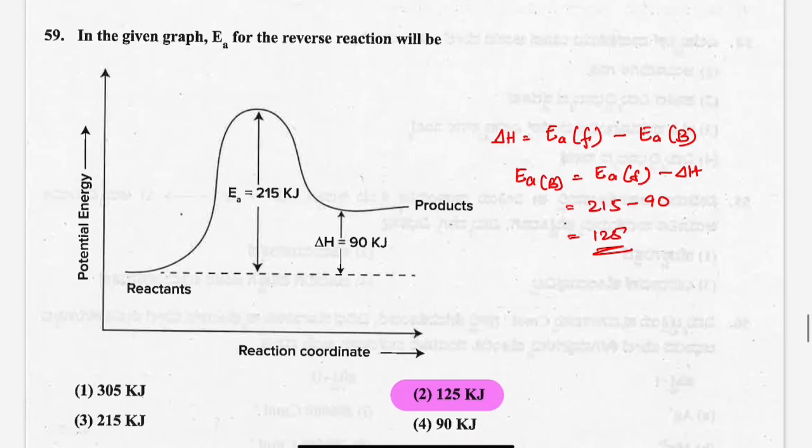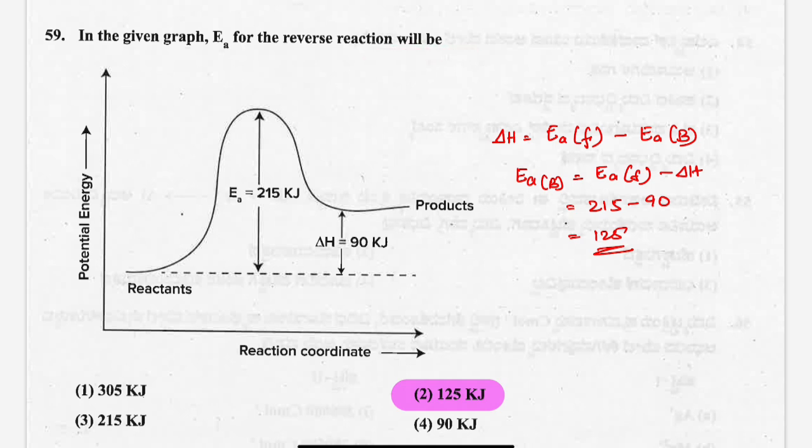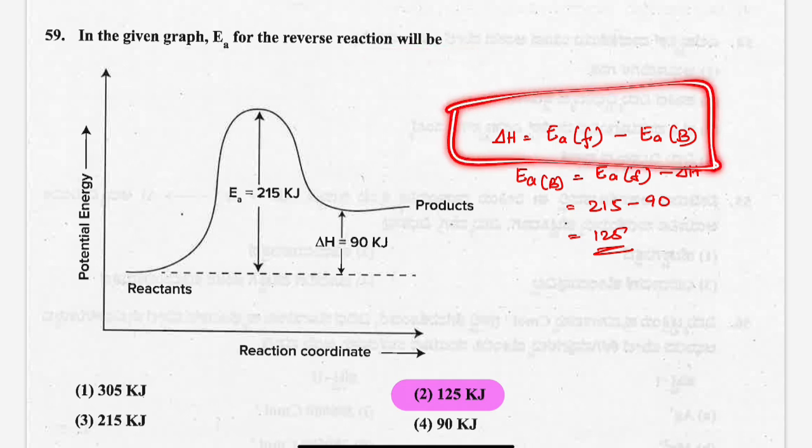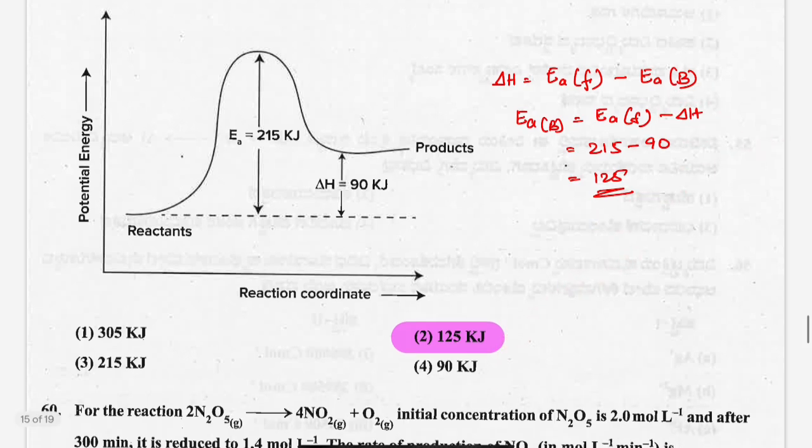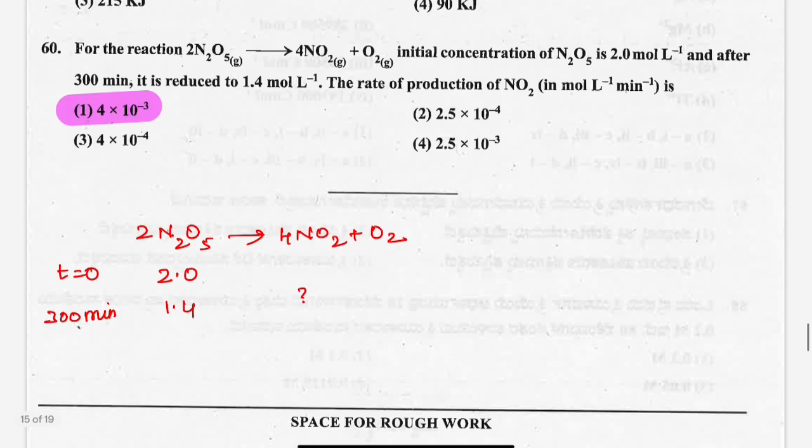Next, in the given graph, the activation energy for the reverse reaction. To calculate the activation energy of the forward and backward reaction, use this. So delta H is equal to the activation energy for forward minus backward. So backward will be equal to forward minus delta H, which will be 125. So the answer will be option 2. So the last one: for the reaction given, the initial concentration is 2.0 and after 300 minutes it is reduced to 1.4. So the rate of production of NO2 is, the option answer will be 4 into 10 to the power of minus 3.